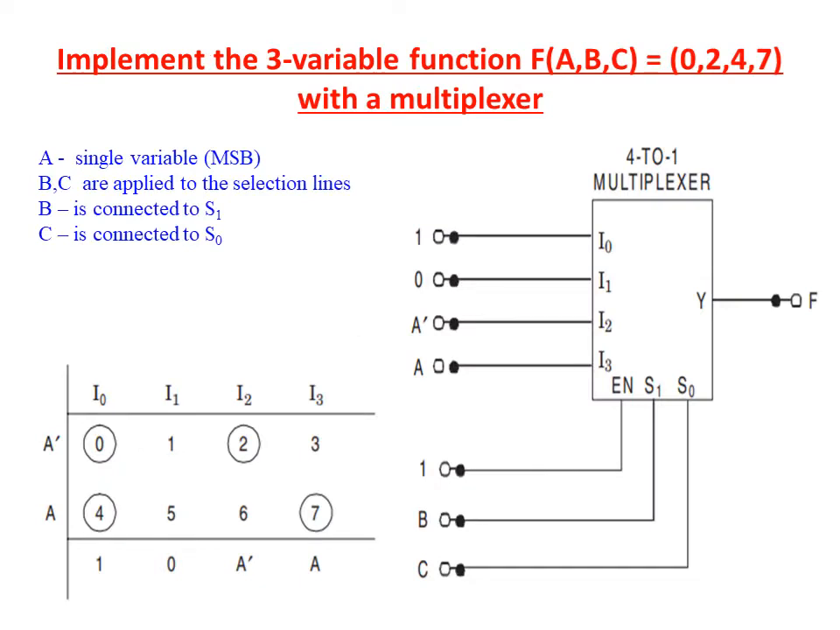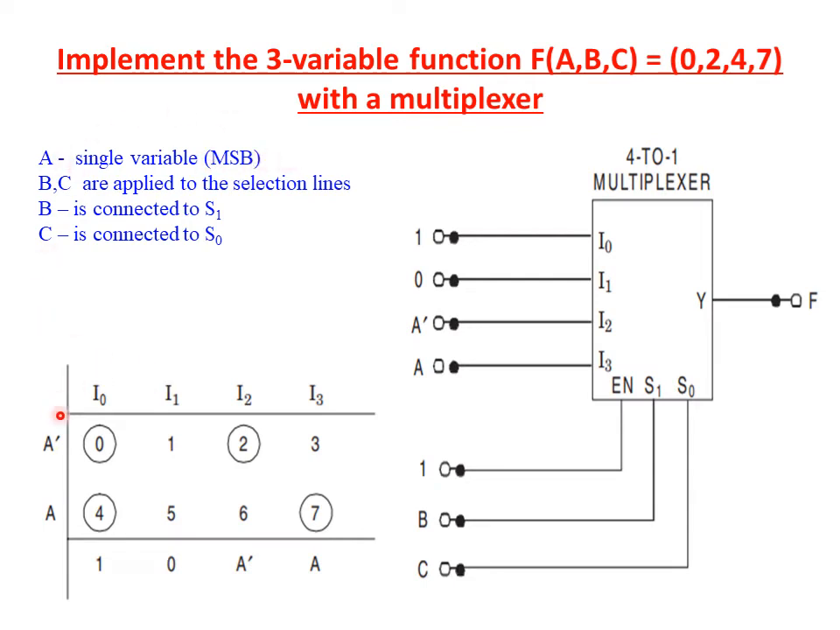Implement the 3 variable function f is equal to sigma 0, 2, 4, 7 with a 4:1 multiplexer. Here the input variables are A, B, C. For a 4:1 multiplexer we need 2 selection lines. So B and C are taken as the selection lines, and the single variable A, that is the MSB, is taken as the single variable. Now we want to find what is the input for the single variable A.